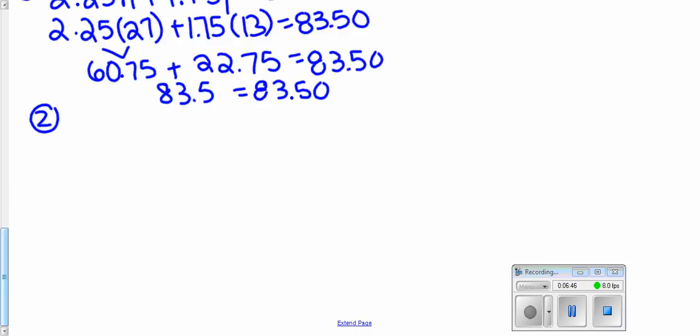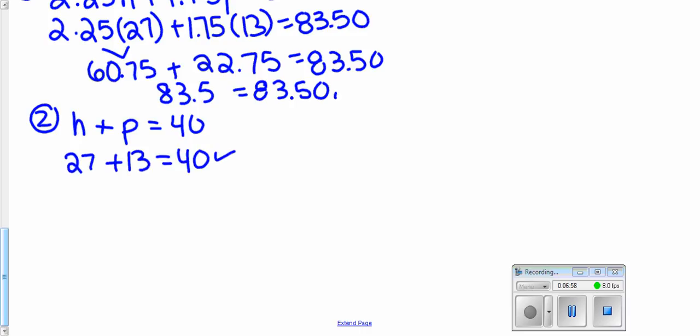All right, equation number 2 is h plus p equals 40. So I'm going to take 27 plus 13, and yes, that one is correct too, because together these equal 40. That's how I know that I solved it correctly.